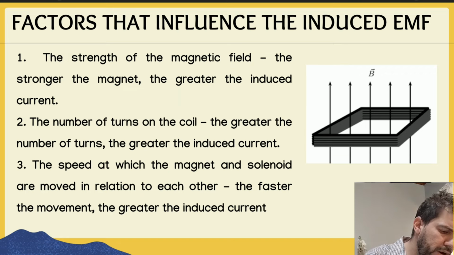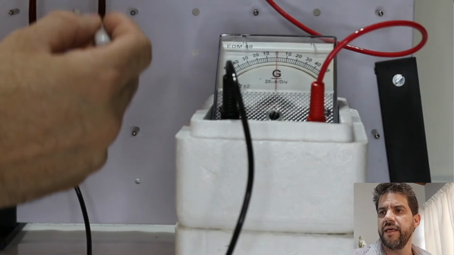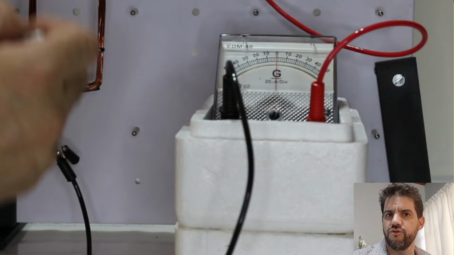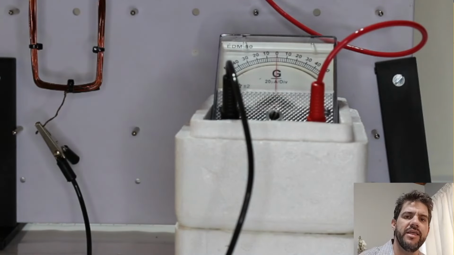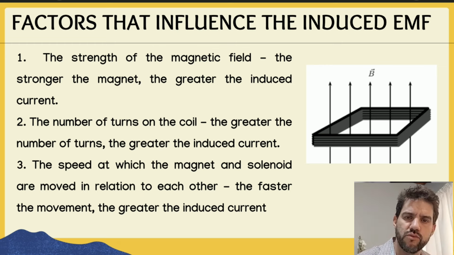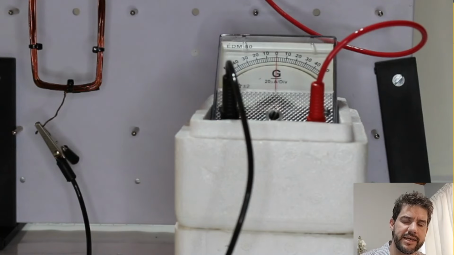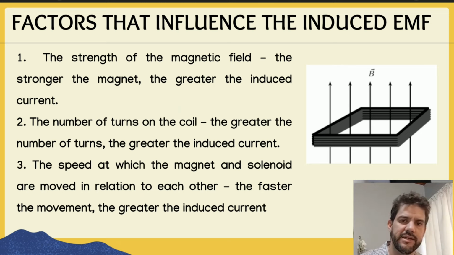Second, the number of turns in the coil. In the experiment here, the more coils you have, the greater will be the EMF generated. And the other one is the speed at which I move the magnet in and out, or the other way around. I can keep the magnet still and move the coil. Guys, this is in terms of Faraday's law.